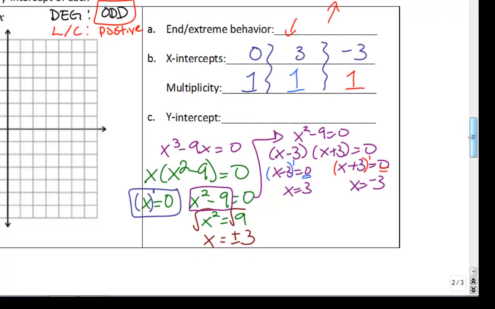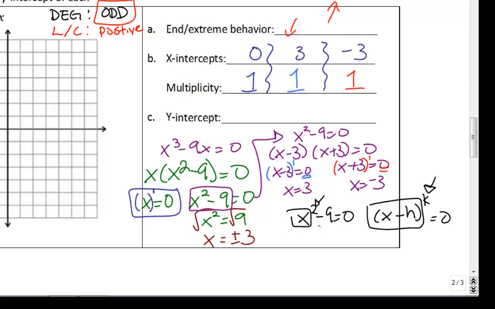Students get confused when they look at something like this. And I'm going to write this down and erase it, so you may not want to copy this. But x squared minus 9 equals 0. And they think, oh, there's a square there, that means I have a multiplicity of 2. No. Why no? Remember, I said it has to be x minus h raised to the k equals 0. Well, do I have one whole thing raised to a power? No. All I have is x raised to a power.